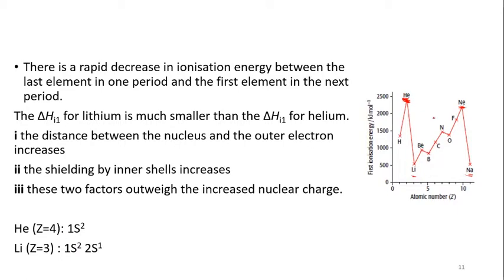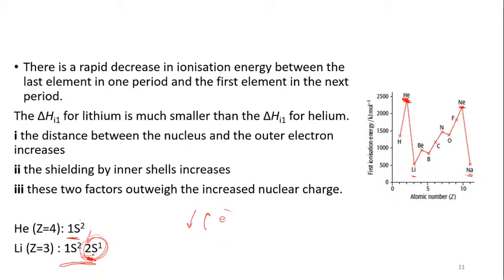If I look at the electronic configuration of helium and lithium, helium is 1s2, while lithium is 1s2, 2s1. Now I add another subshell. This is why the ionization energy decreased a lot, because now it is easier to remove this electron from this subshell. You have to remember, if you increase the number of electrons, the ionization energy will decrease.